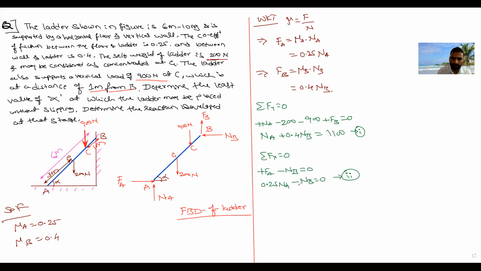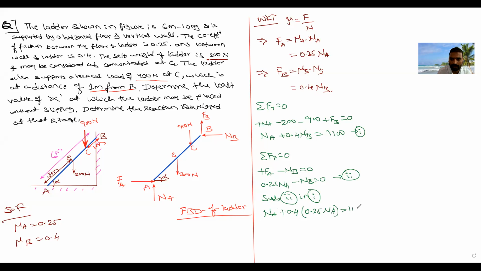Substitute equation number 2 in equation number 1. Equation number 2 is NB equals 0.25 NA, so we substitute the NB value here. Equation number 1 is NA plus 0.4 NB. So from this equation, what is NB? That is 0.25 times NA.